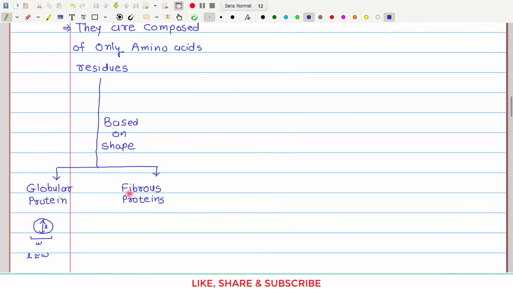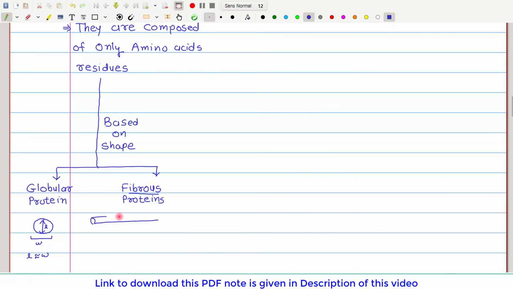The second subgroup over here is the fibrous protein. As the name suggests, they are fiber-like. That means their width is very small as compared to their length. So they look like a fiber. So that's why they are called fibrous proteins. Now these fibrous proteins are also known as scleroproteins or albuminoids.